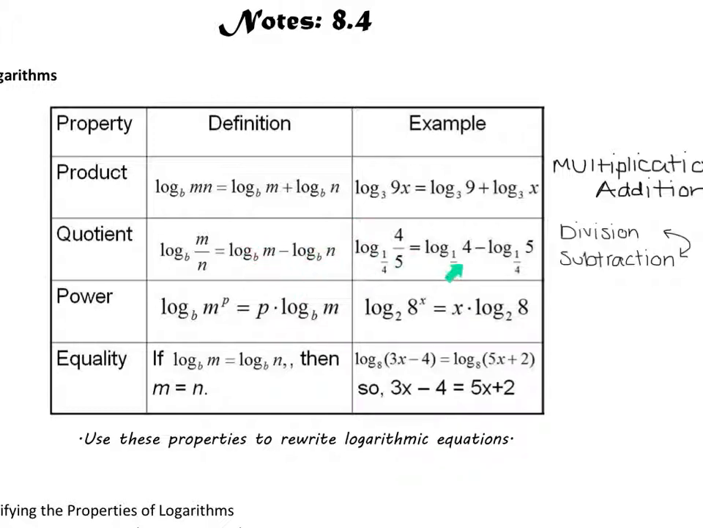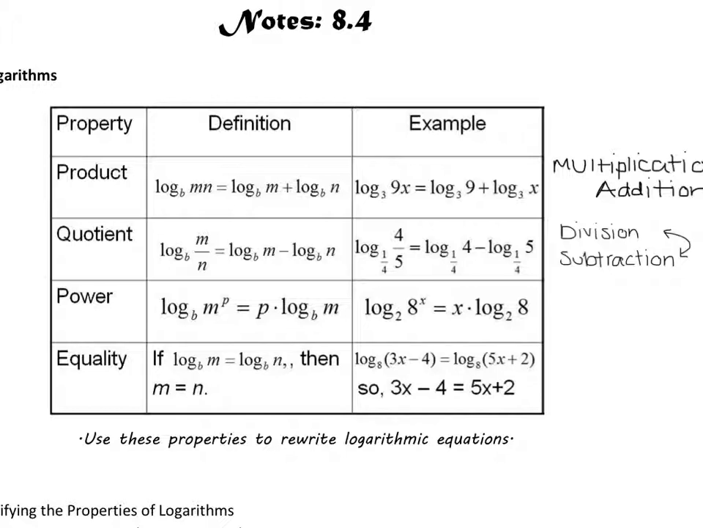Okay, so we can do the opposite too. Like say both these logs have base 1/4. So you have 4 minus 5, so that it ends up being log base 1/4 of 4 over 5. Numerator is the first one, the denominator is the second one. Okay, so if you see subtraction or division, you're probably going to work with quotient.